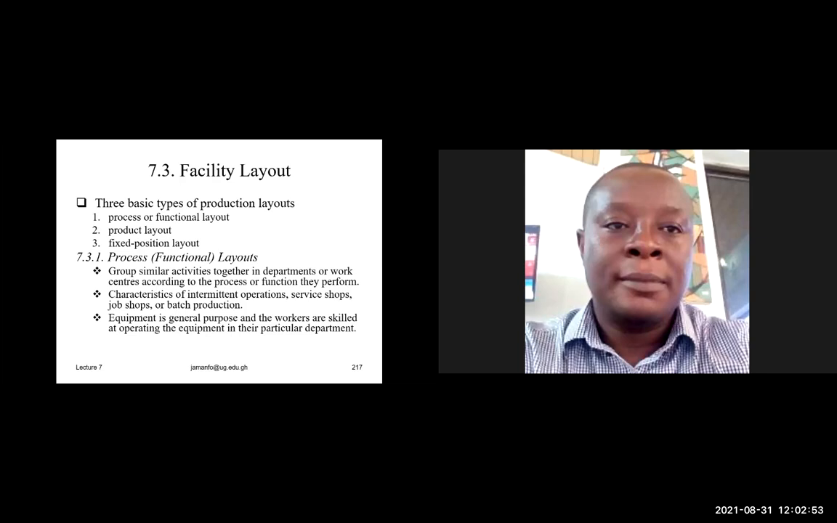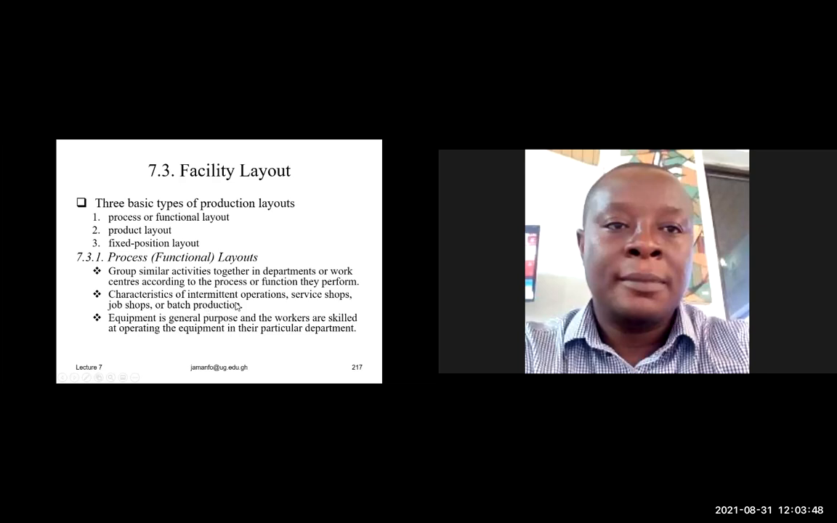the point here is that in our homes, we tend to follow this functional layout. Items that perform similar functions, we tend to place them together. The cooking utensils, the gas, the cooking stove, the microwave, they have similar functionalities, so we put them together. Toiletries and other things do similar jobs, so we place them in the bathroom. Sound system, television, and all that, perform similar functions. We put them in the living room. So the process or functional layout is an operations arrangement where we group similar activities together in departments or work centers according to the process or function they perform.